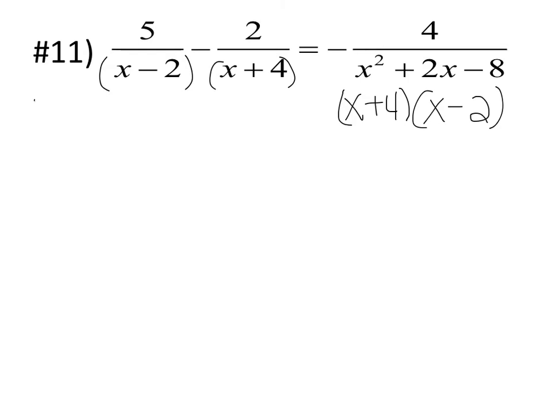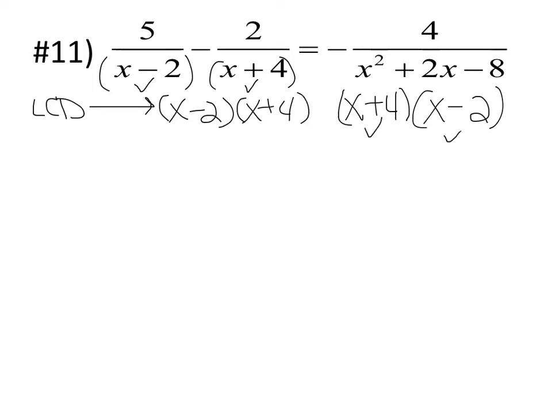So when I go to find my LCD, I'll write it over here since I don't have room over there. I need an x minus 2. I need an x plus 4. I need an x plus 4, but I've already got it. I need an x minus 2, but I've already got it. Okay, so those are my new denominators.